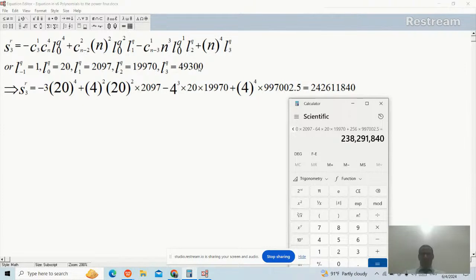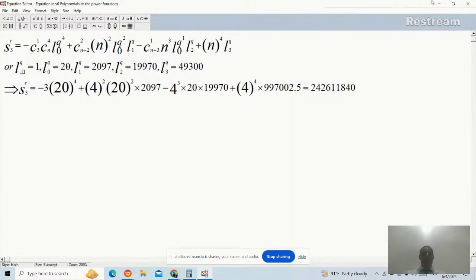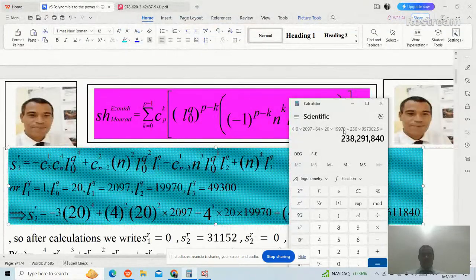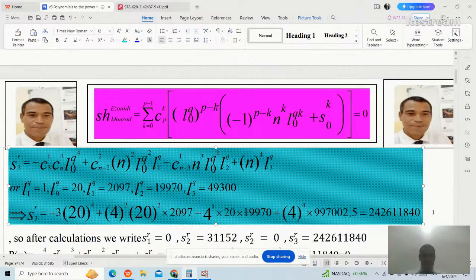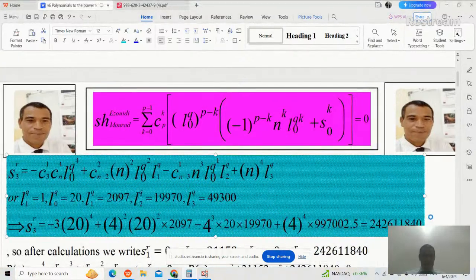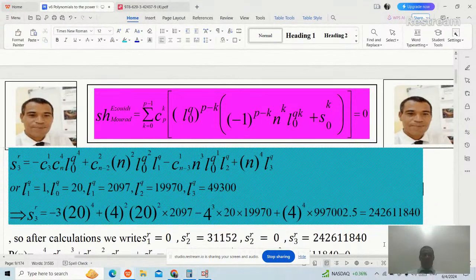I'll check the value of this first, of this one. We'll make a reduction here. I'll check this one. I'll come here. I'll check my original polynomial.